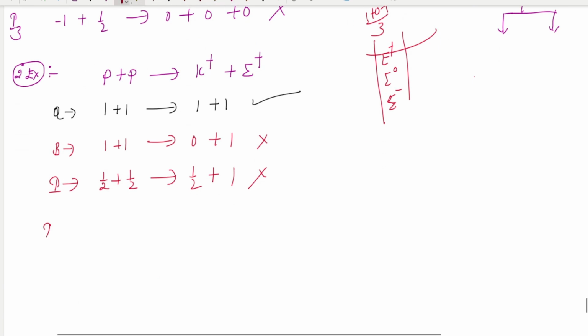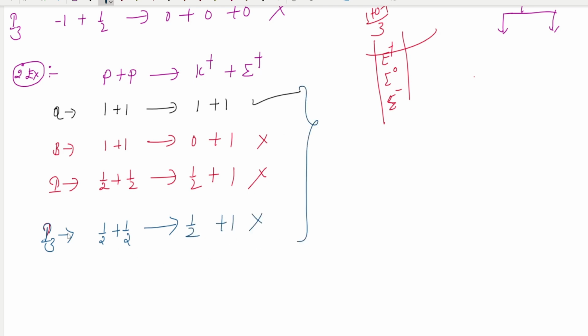Next, I check the third component, the I3 component. This one is plus 1 by 2, plus 1 by 2. We know how to check the third component. This is also plus 1 by 2. This is also violating the conservation of the third component. So like that, we need to check all the properties.